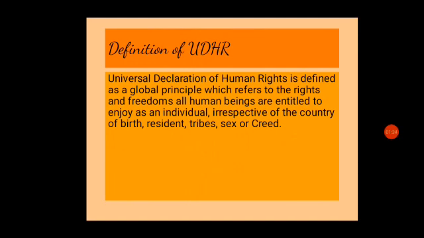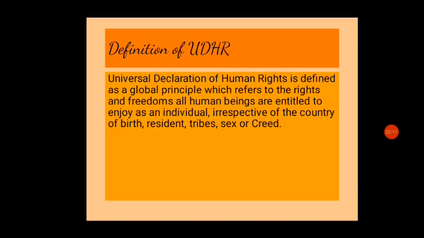English-speaking countries. Definition of UDHR: the Universal Declaration of Human Rights is defined as a global principle which refers to the rights and freedoms that all human beings are entitled to enjoy as an individual, irrespective of the country of birth, residence, tribe, sex, or creed.